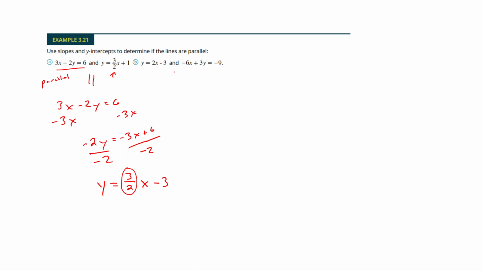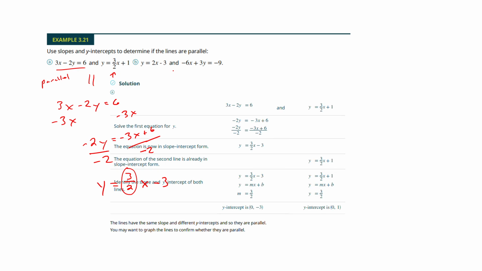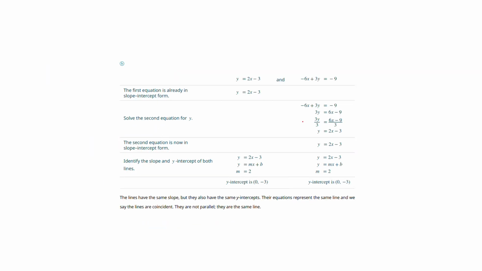Now let's try it again here, or let's let them do the hard work for us. So this first one has a slope of 2 over 1. It's already in slope-intercept form. Now they rearrange this one, do all the work I just did here, and they get a slope in front of the x of 2 over 1. So these are identical slopes. These must be parallel.